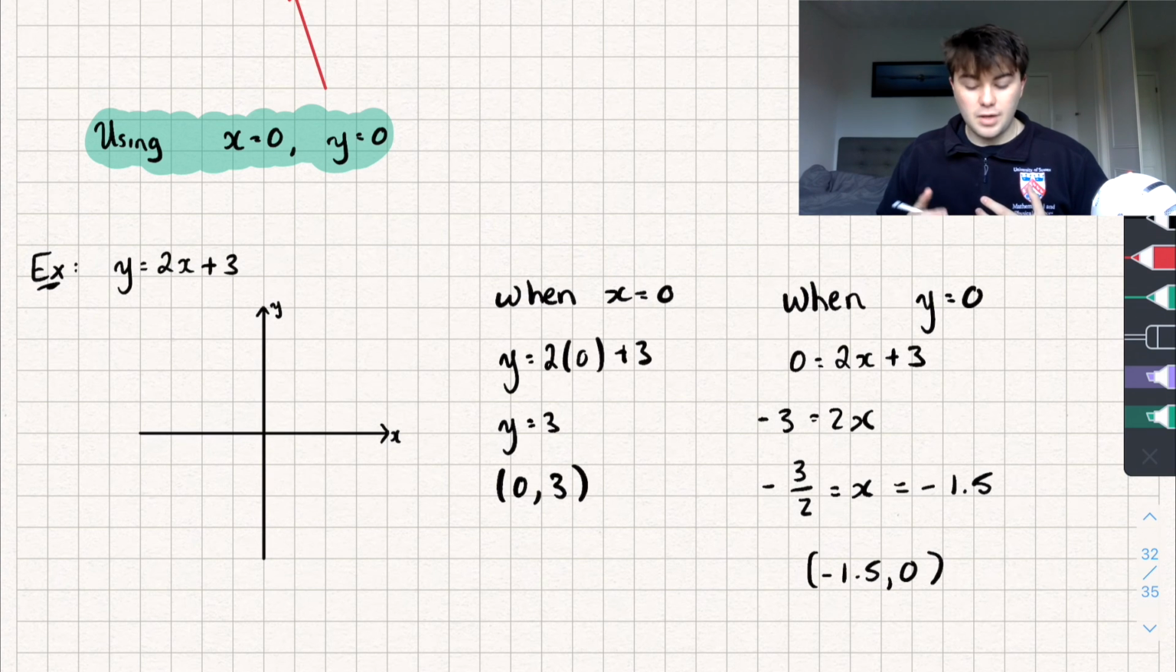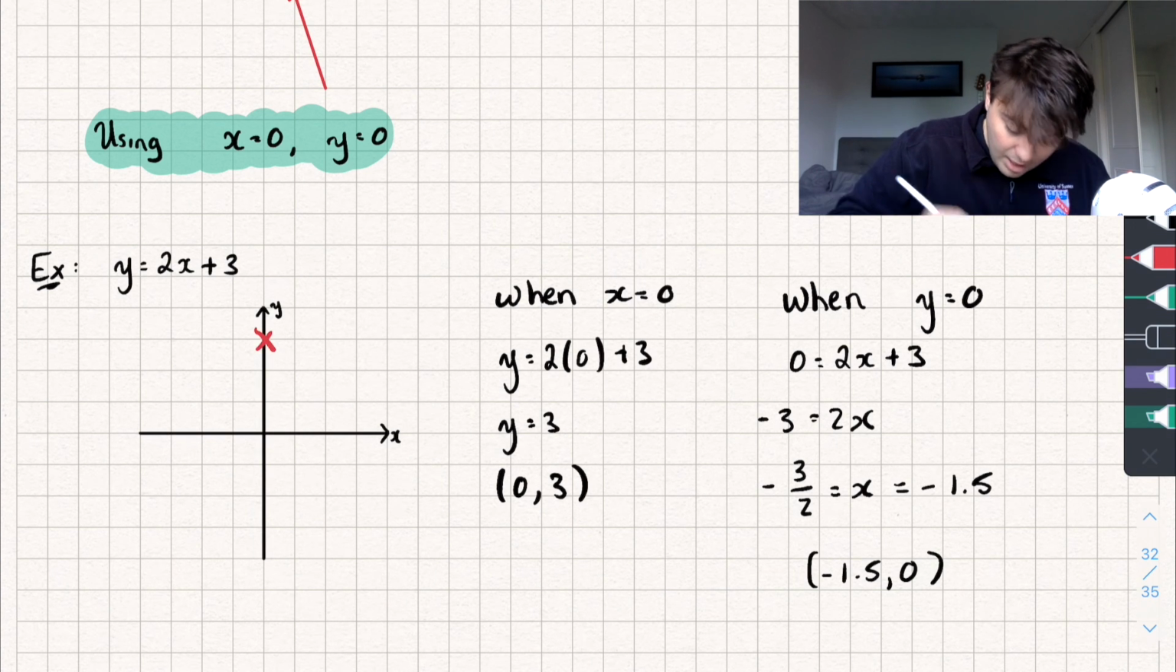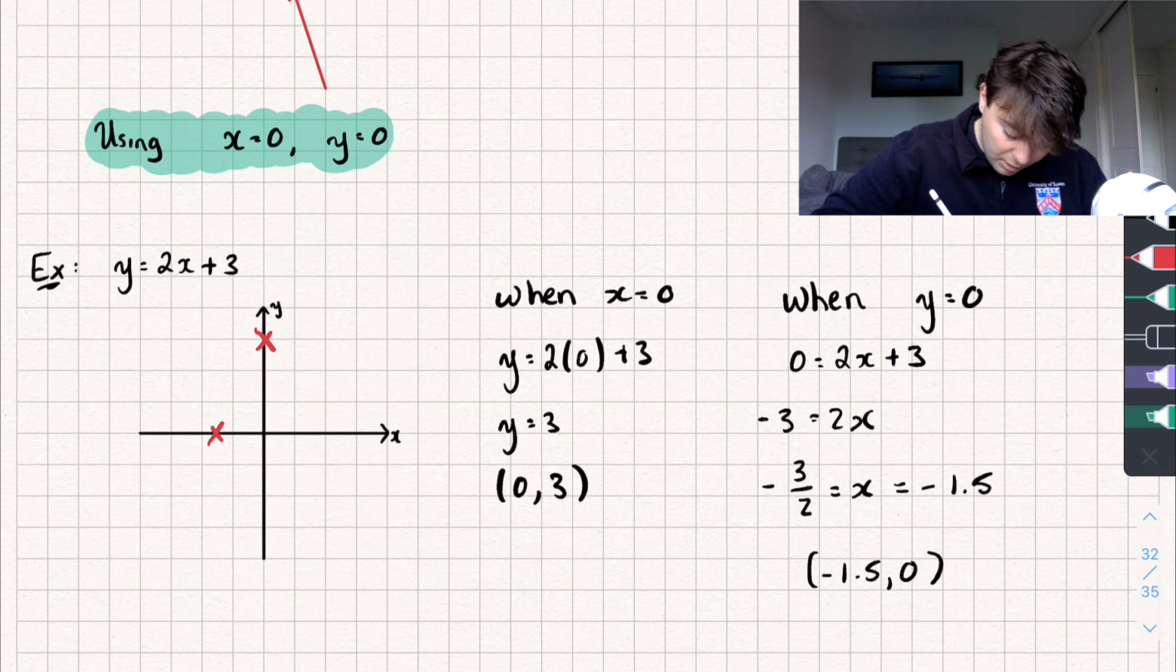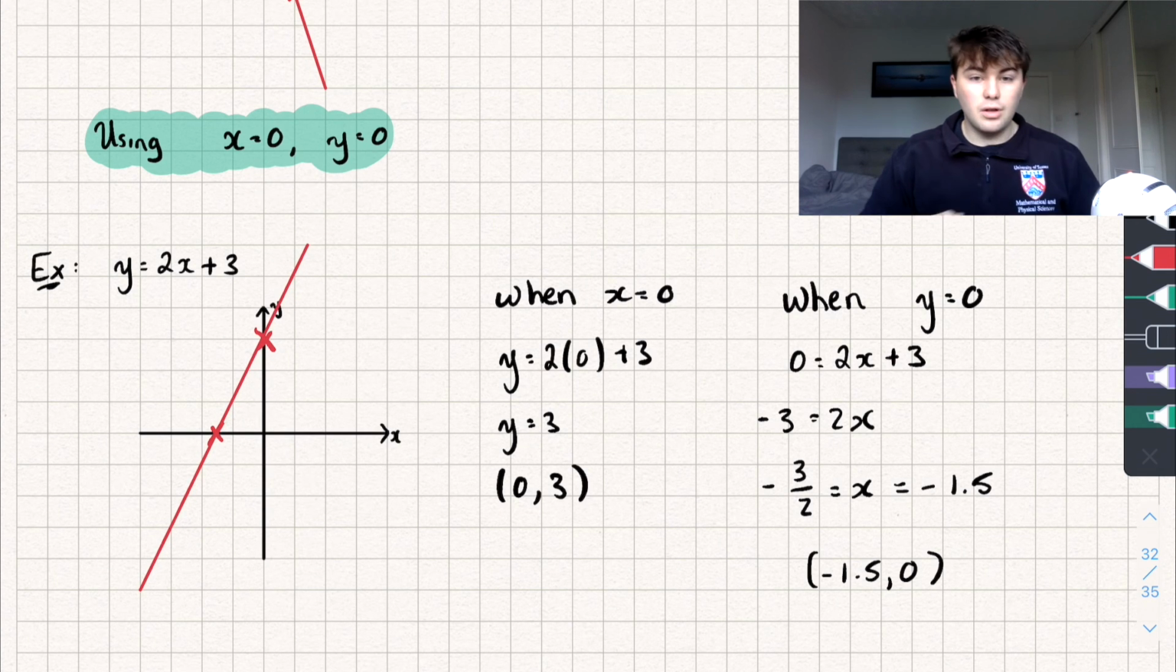So let's plot both of these. So the point 0, 3 is here, and the point -1.5, 0 is probably about there. And so now we can draw the equation of this line. So we're going to connect these two up with a straight line like this, and we've drawn the straight line with the equation y equals 2x plus 3.